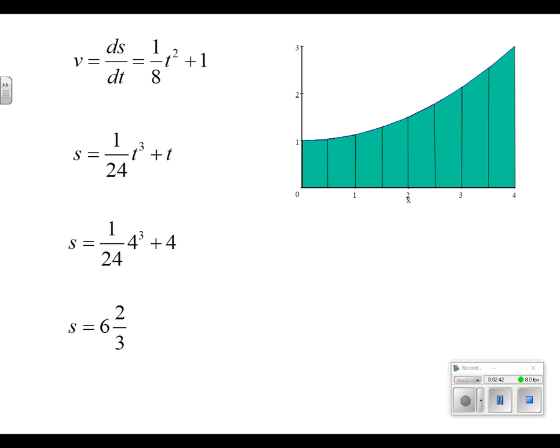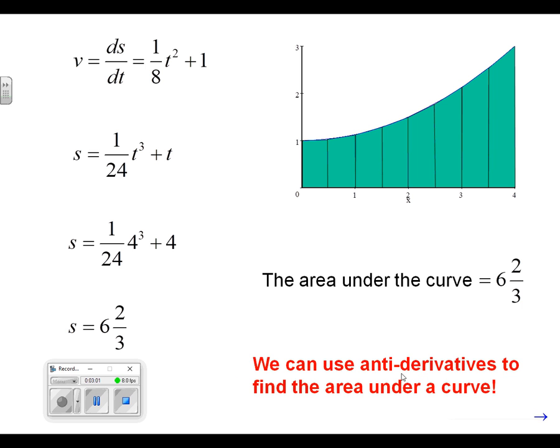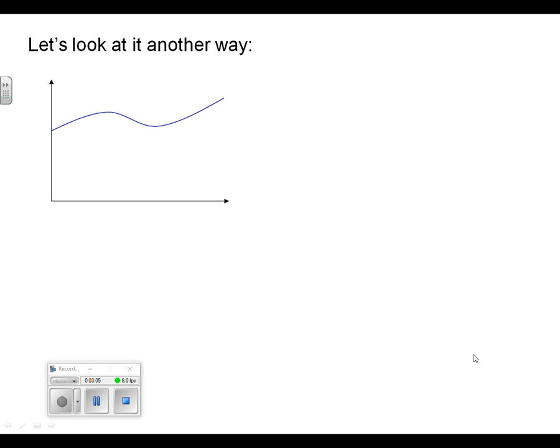Okay. And then that's just us calculating, right? So this is our area under the curve. Now, is this an approximate value or an exact value? It is exact because we used the antiderivative. We didn't use the trapezoids, right? Okay. We can use the antiderivatives to find the area under the curve. That's correct.